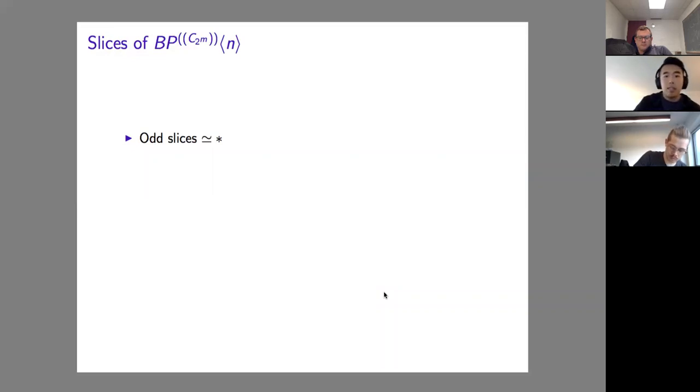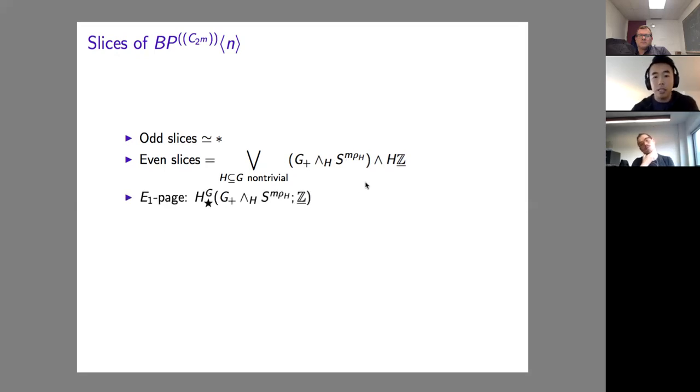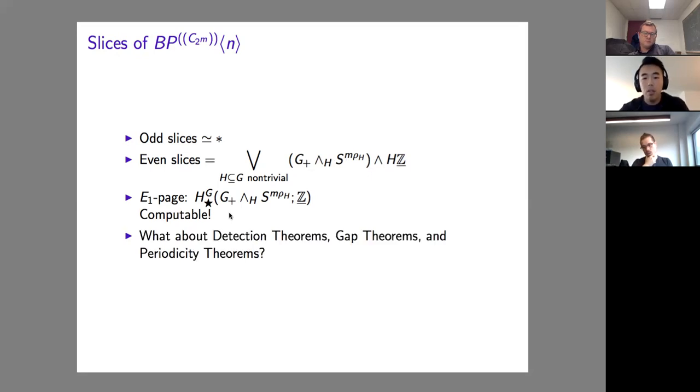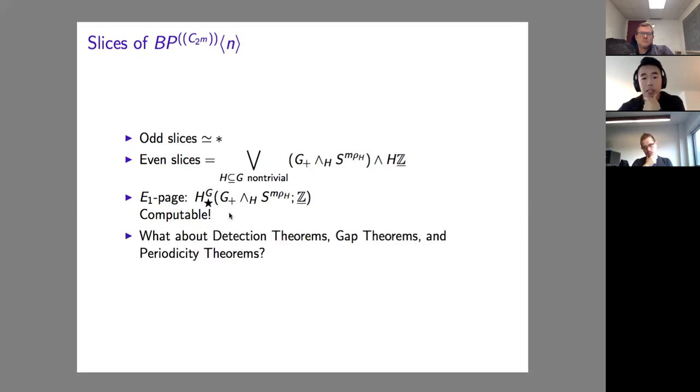When we're computing the slice spectral sequence of the truncated Brown-Peterson spectra, the truncated BP_G⟨n⟩, the odd slices are also 0, and the even slices are wedges of suspensions of HZ bar by these regular slice cells. So the point is that the E1 page is also computable. This is how we're going to compute the slice spectral sequence for these BP_G⟨n⟩.